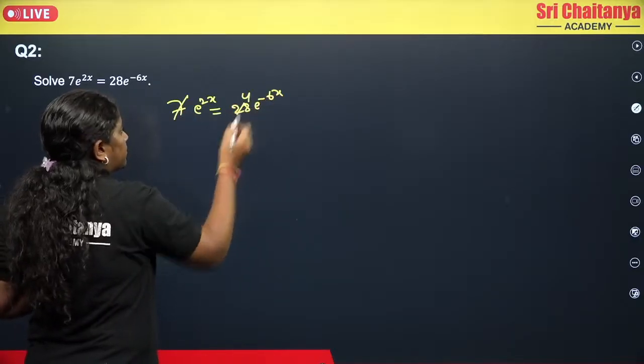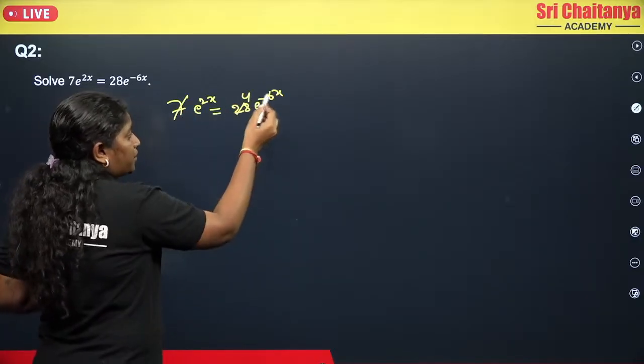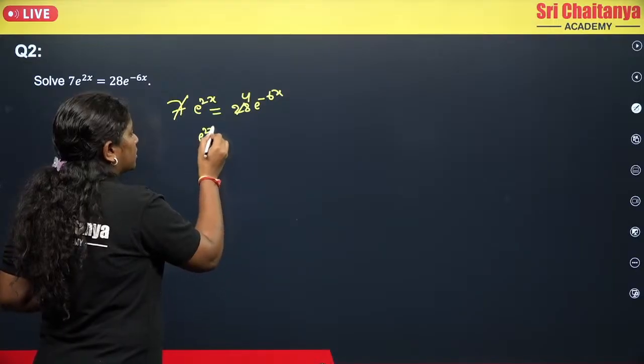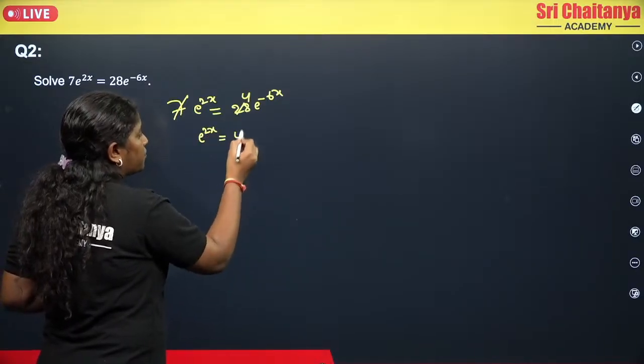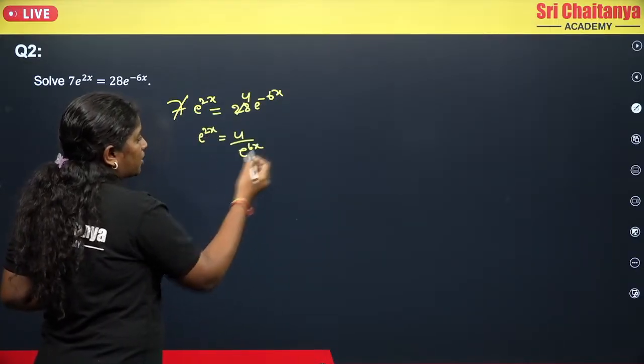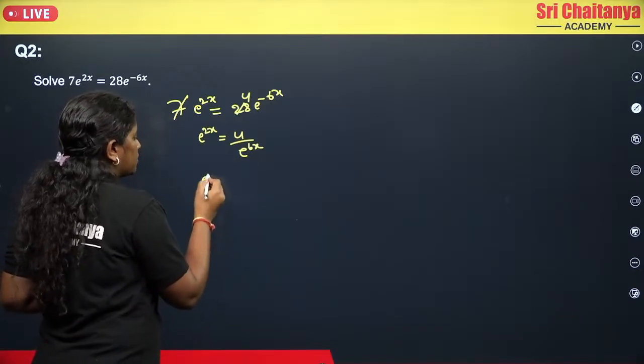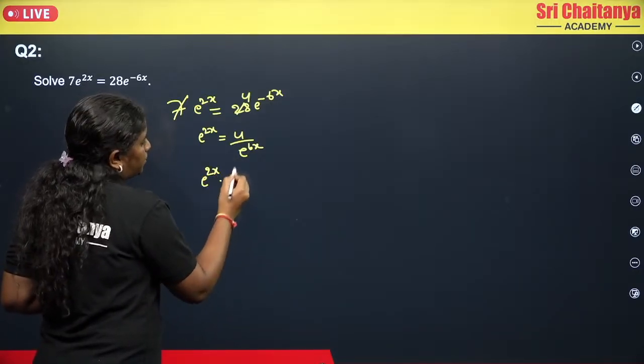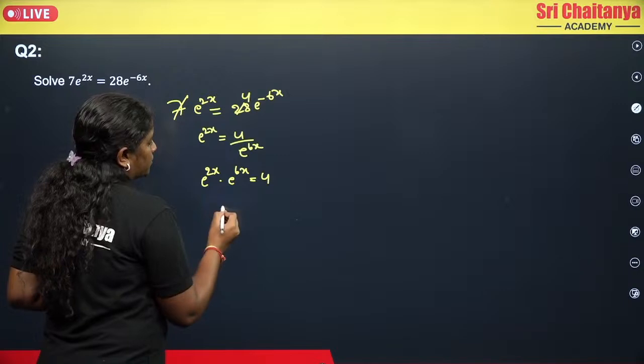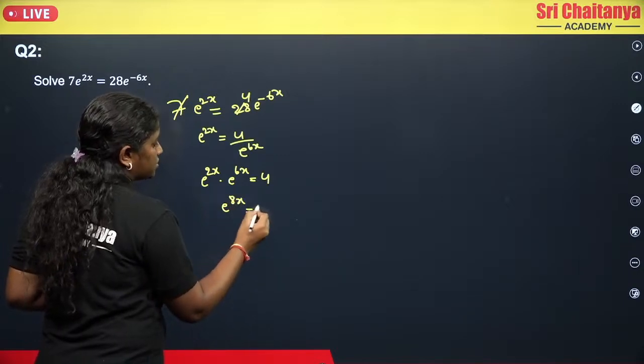7 will cancel 28 for 4 times, and now, using the law of indices, you can write 4 by e to the power 6x. Okay, now cross-multiplying, you will get e to the power 2x into e to the power 6x equals 4. So that becomes e to the power 8x equals 4.